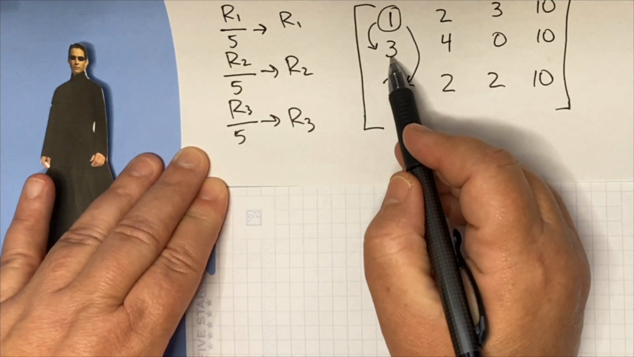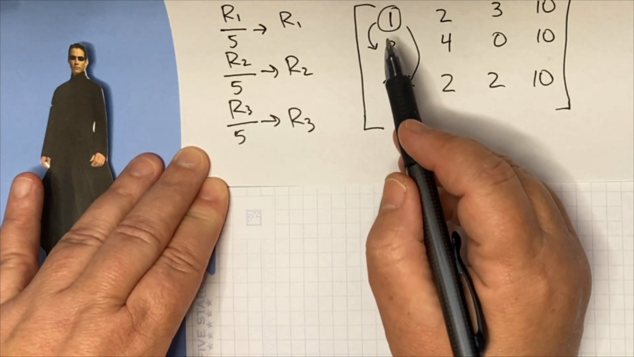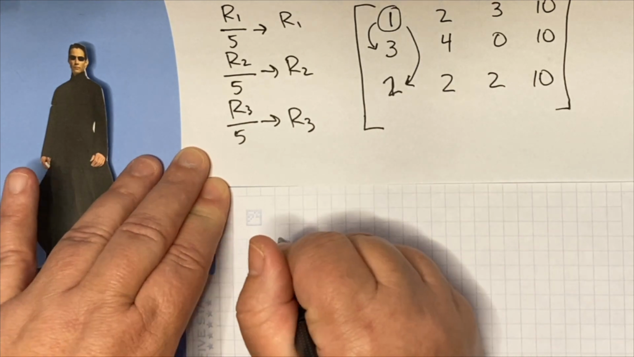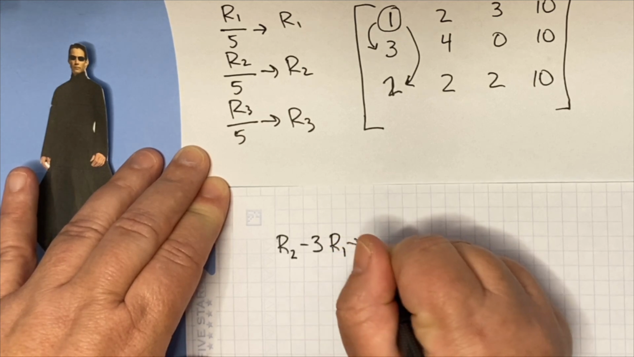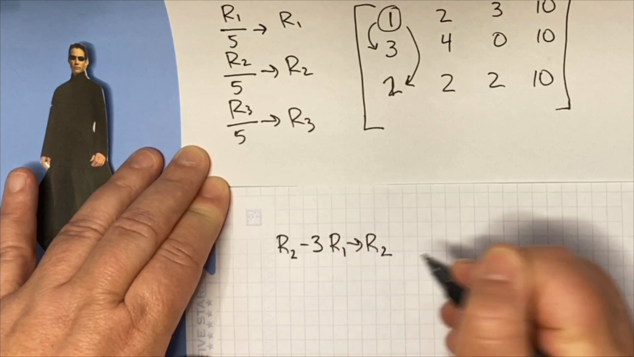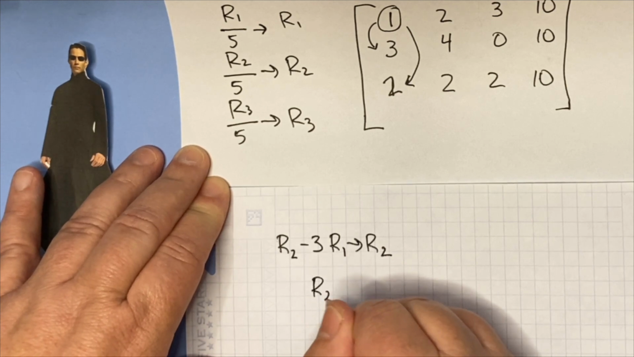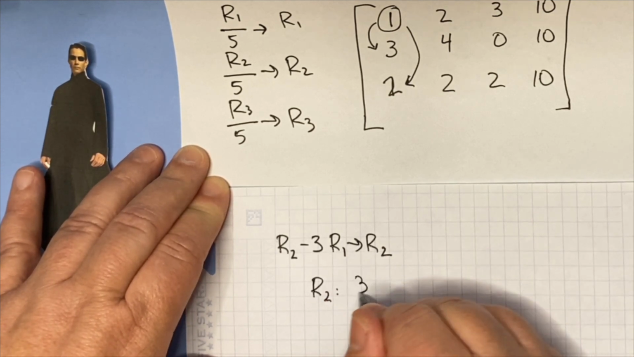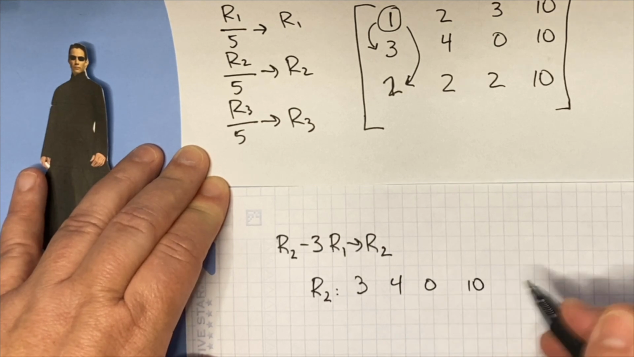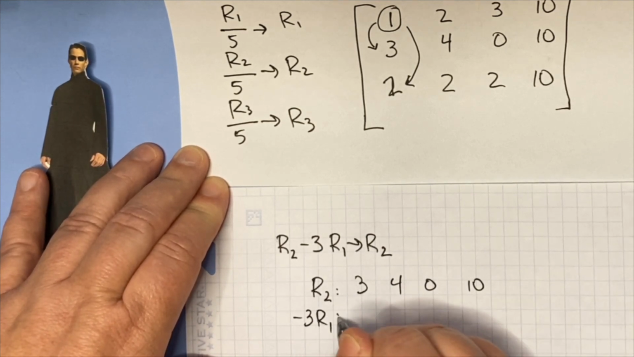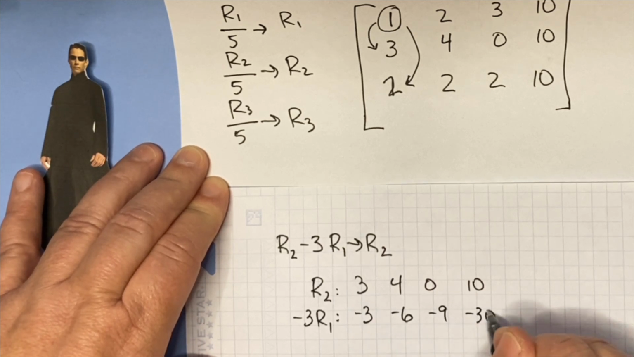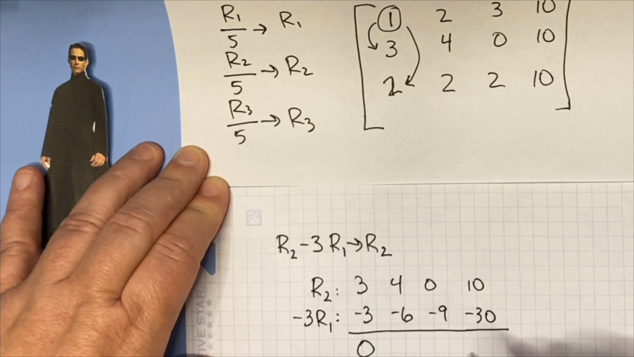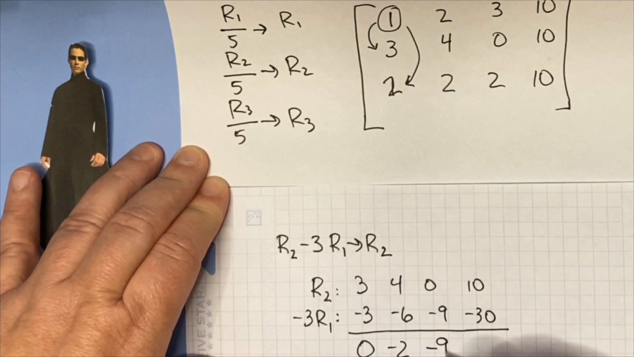I'm going to go after row 2. So I'm going to say row 2 minus 3 times row 1 and put that back in row 2. Row 2 is 3, 4, 0, 10, and negative 3 row 1 is negative 3, negative 6, negative 9, negative 30. And so I get 0, negative 2, negative 9, and negative 20.